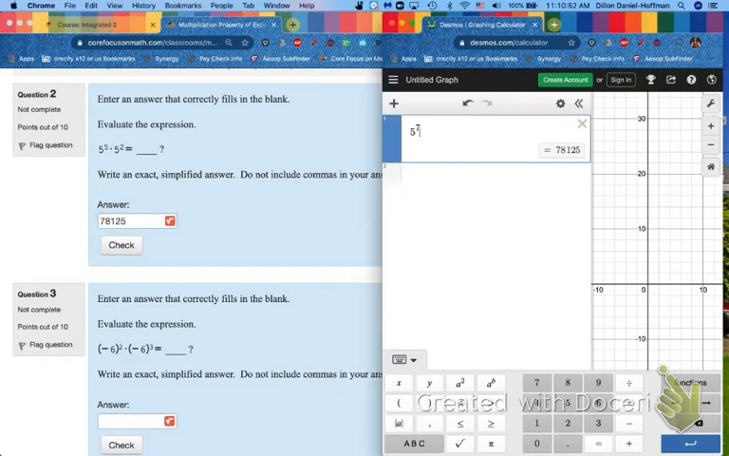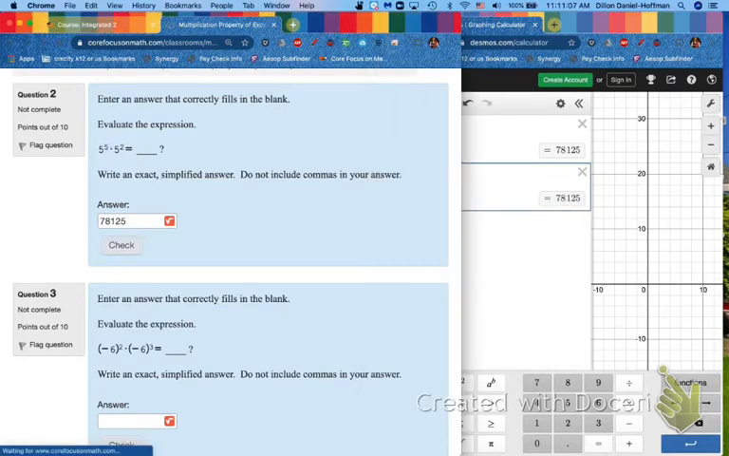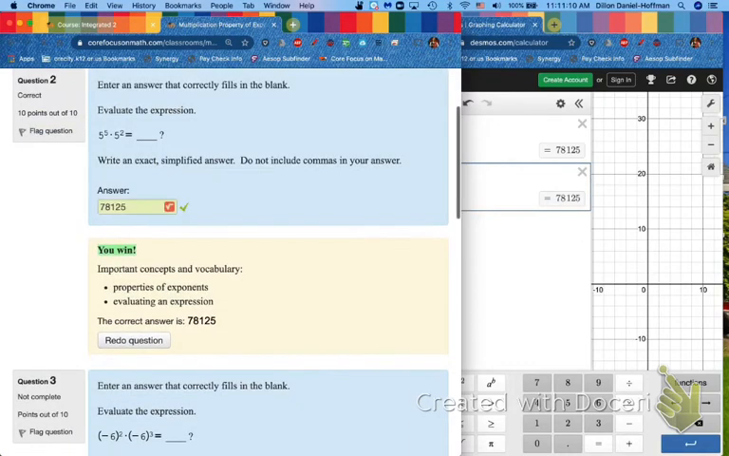Now, just to prove to you that this is right, I'm going to write it out. 5 to the 5th times 5 to the 2nd. And look, they both give you 78,125, but no use in doing all those extra clicks. The whole point is to figure out the shortcut and utilize it.